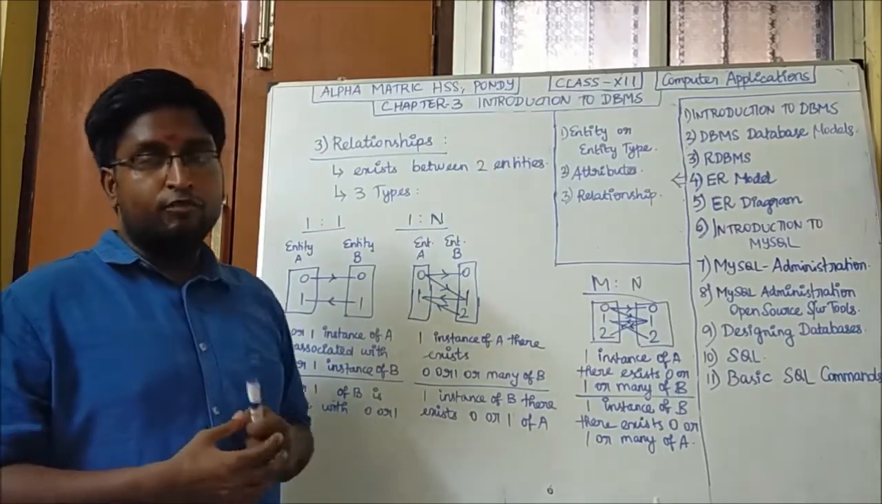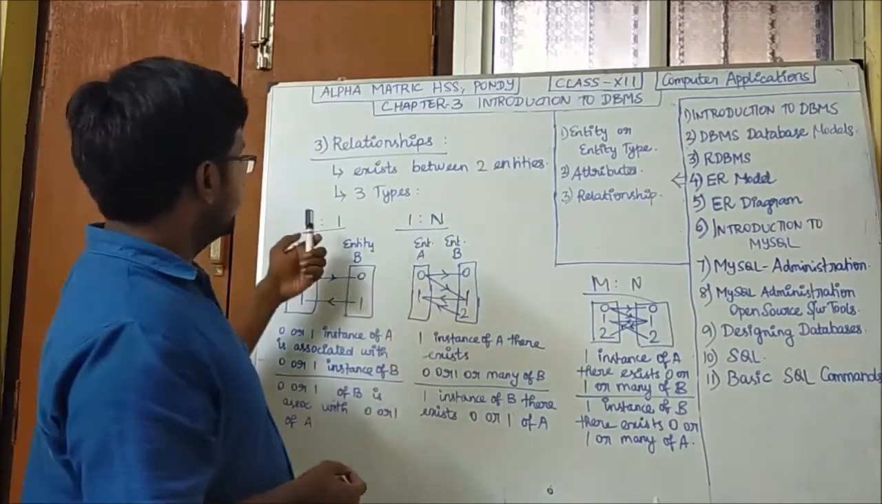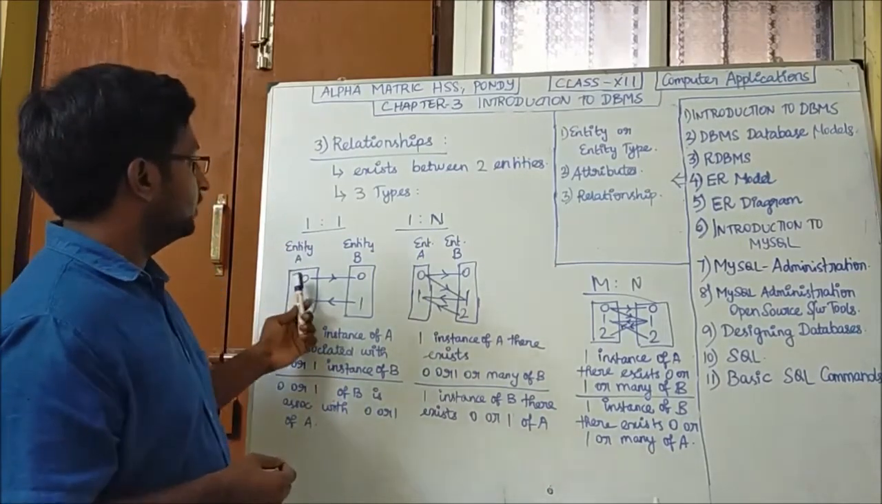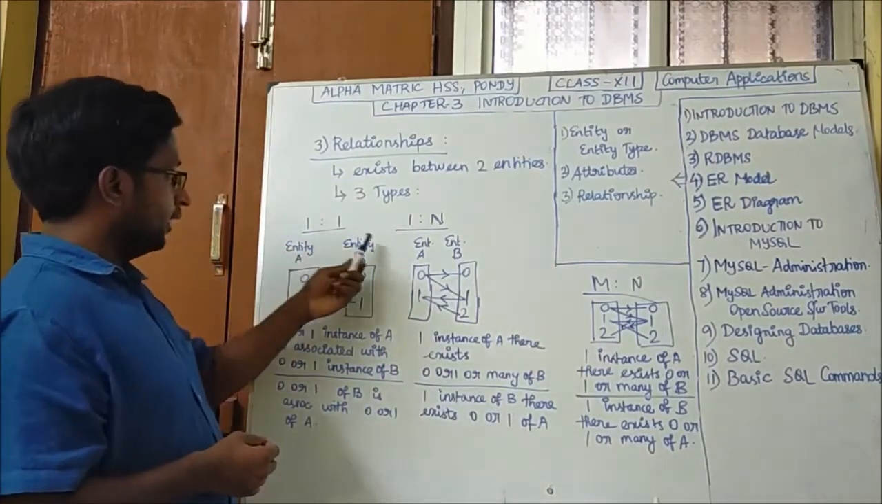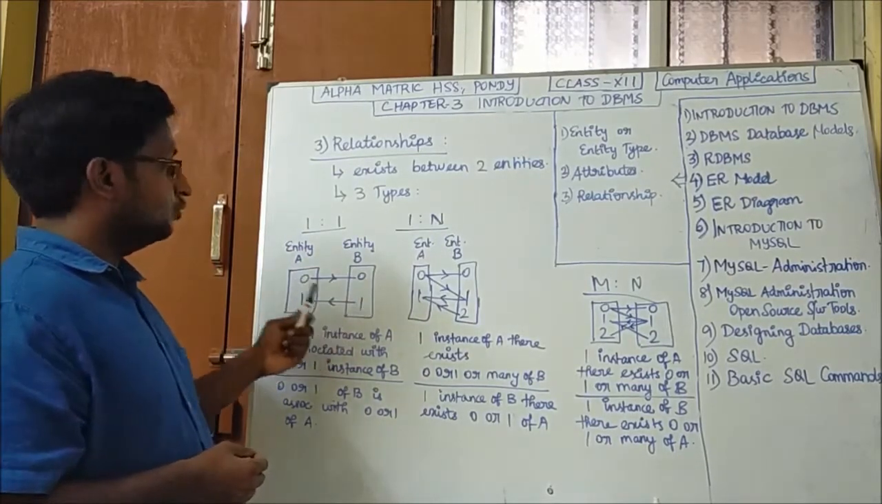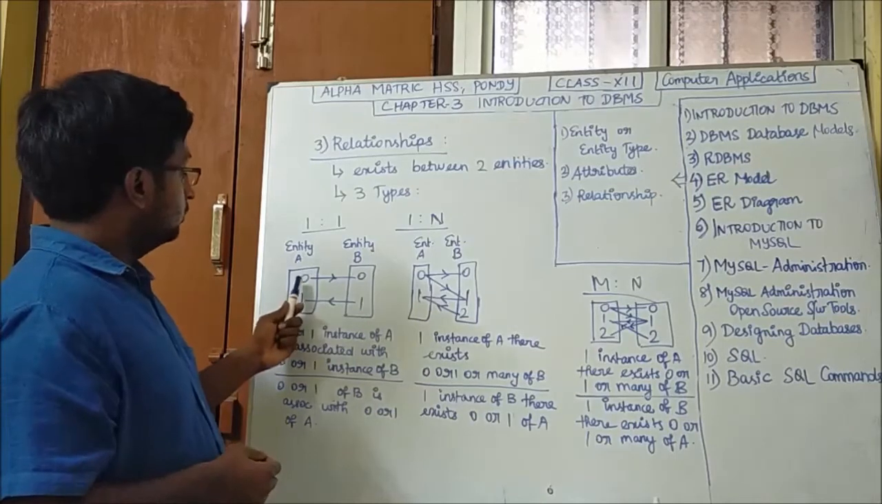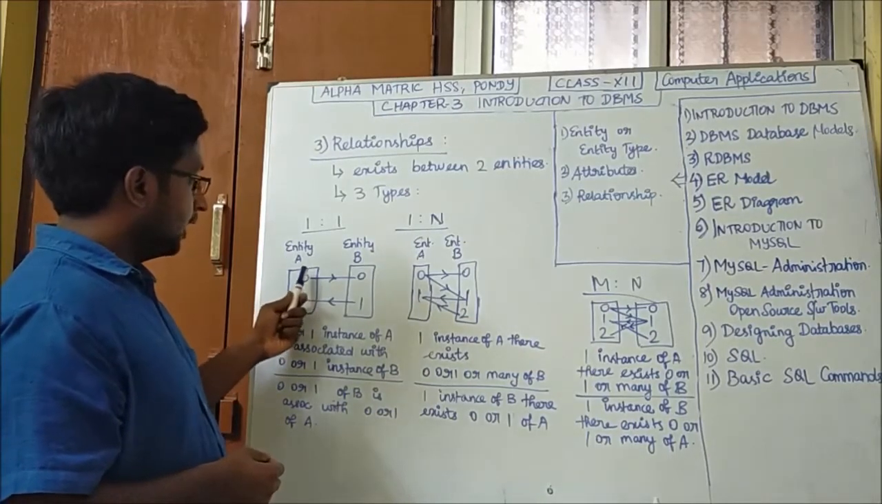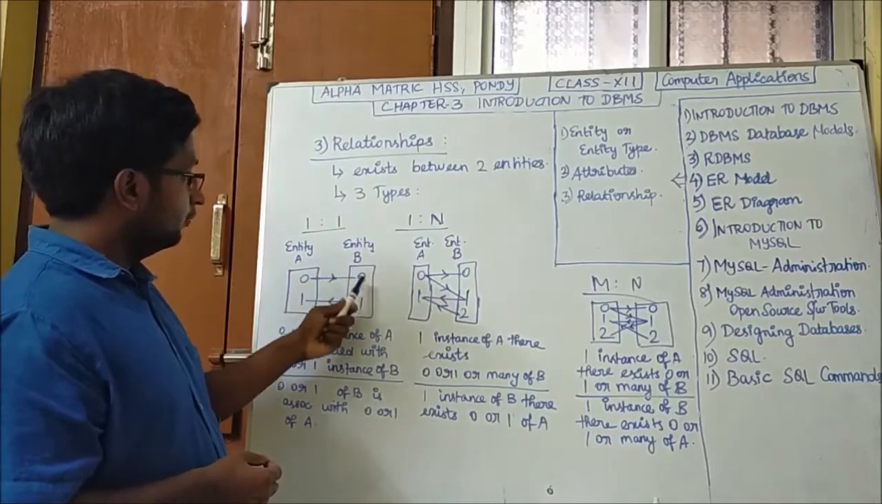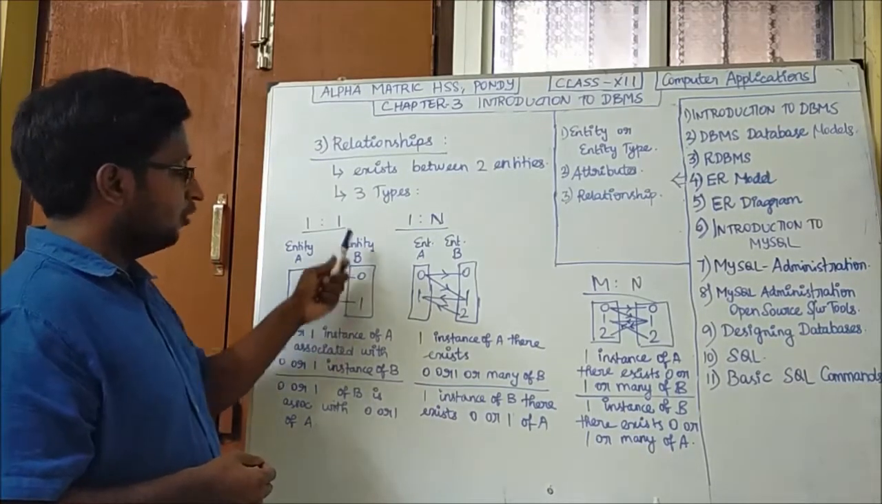So there are three types of relationship. The first one is the one-to-one relationship. So what is the one-to-one relationship? Here we have two entities A and B, and these are the entity values we have. The value of A, either 0 or 1, will be associated with values either 0 or 1 of B.